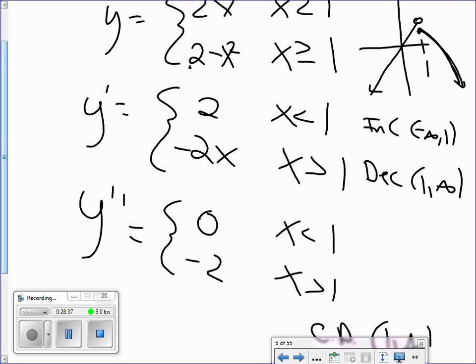Right? It's not concave up or down there. And then it's part of this parabola when x is greater than 1. It's just concave down. So it's concave down from 1 to infinity. It's never concave up. No point of inflection.